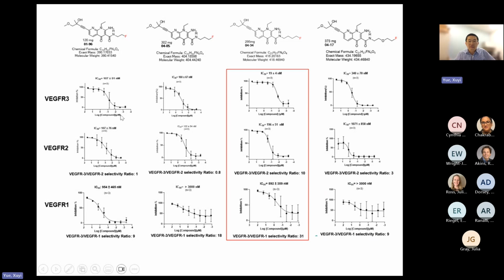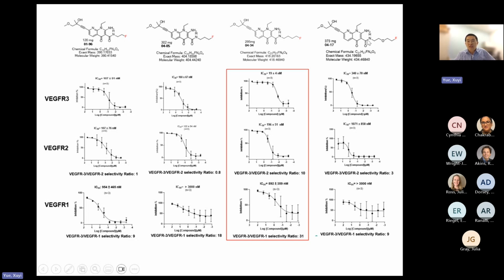We tested the binding affinity for VEGFR3, and at the same time the selectivity against VEGFR1 and 2. All the compounds have very good binding, in the nanomolar scale, sometimes 100 nanomolar, but the compound in the red box has good binding, around 20 nanomolar, and good selectivity: 10-fold over VEGFR2 and around 30-fold over VEGFR1.